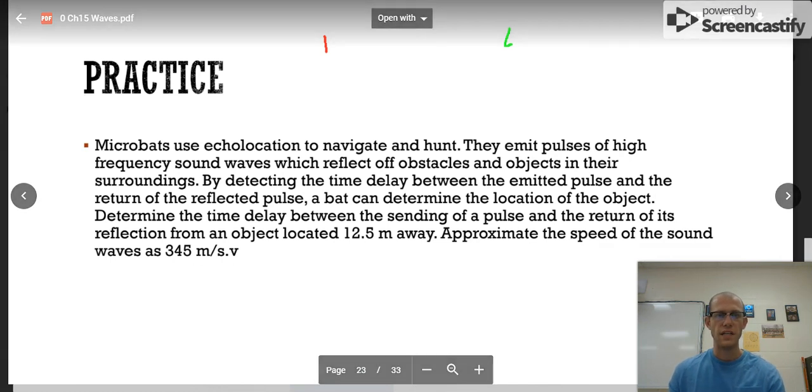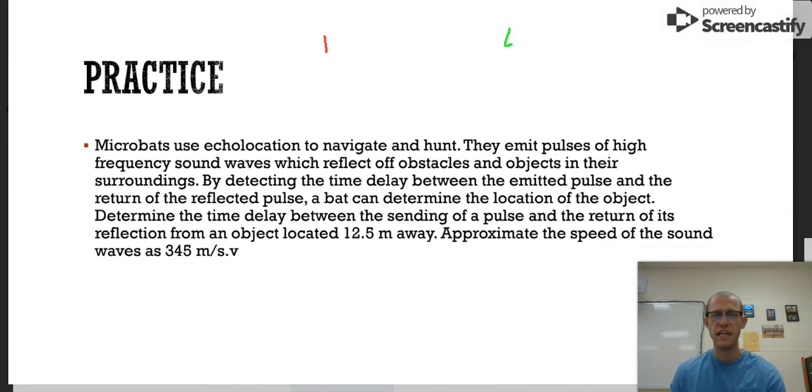All right, microbats use echolocation to navigate and hunt. They emit pulses of high-frequency sound waves which reflect off obstacles and objects in their surroundings. By detecting the time delay between the emitted pulse and the return of the reflected pulse, a bat can determine the location of the object.